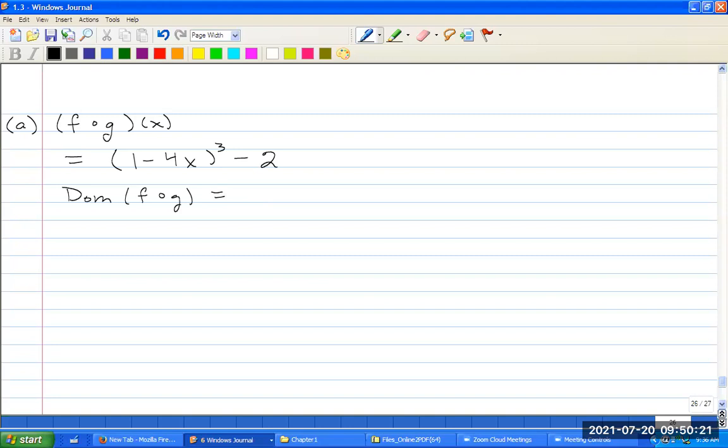Here, this is just a polynomial. It's a cubic. And if I take a number, can I multiply it by 4? Sure. Can I subtract it from 1? Sure. Can I cube it? Yeah. Can I then subtract 2 from it? Sure. And so the domain is everything. So the domain of my function is all real numbers.